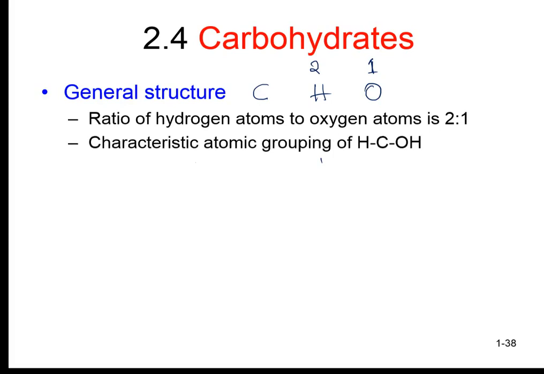So a carbohydrate has the atomic group HCOH. That's how it will look. What it means is we have one hydrogen here, another hydrogen here. For these 2 hydrogens, we have 1 oxygen, and we have a lot of carbons in there.